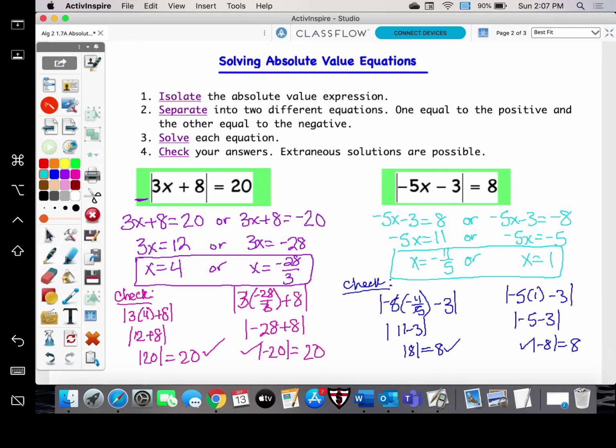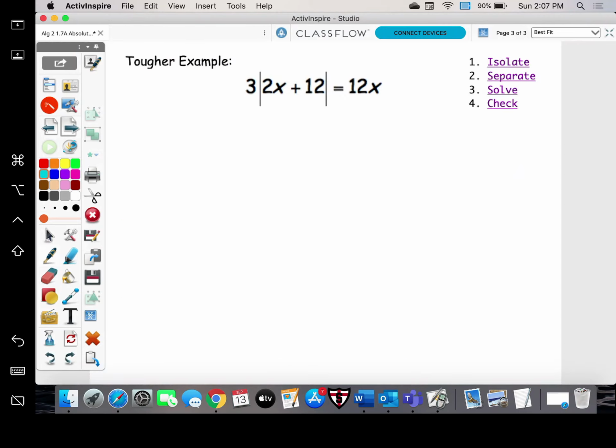All right? So those are pretty fun, yeah? Let's look at one that's a little bit tougher. So notice I reminded us of our 4 steps up there where we want to isolate, separate, solve, and check. And this one is a little bit harder. We see there's a 3 outside, and 3 in front of absolute values with no plus or minus sign just means multiply. So we have to isolate by dividing both sides by 3.